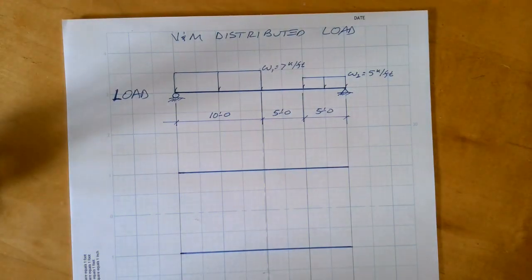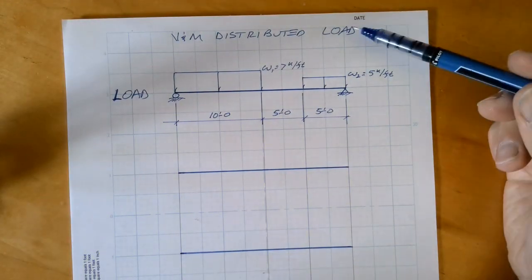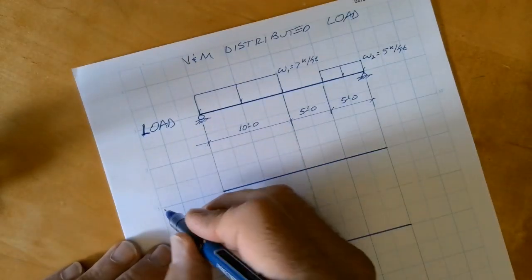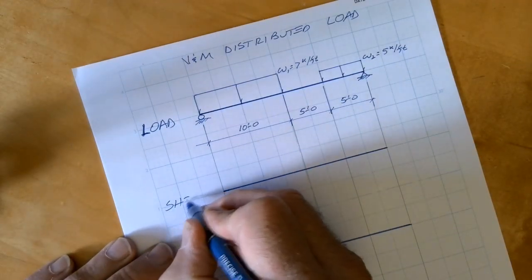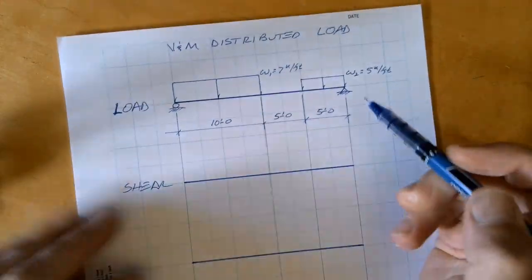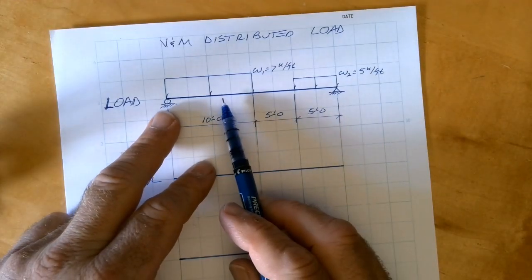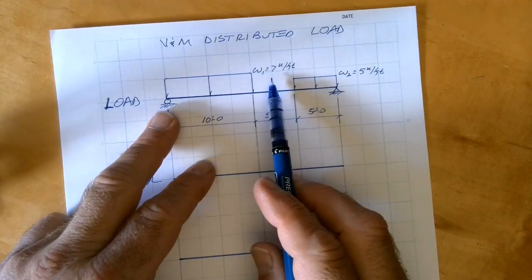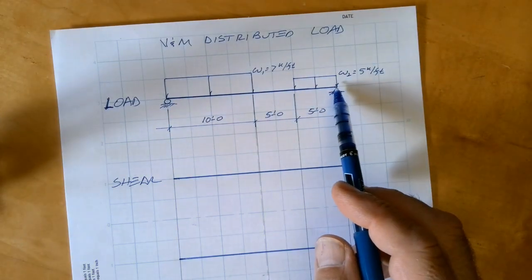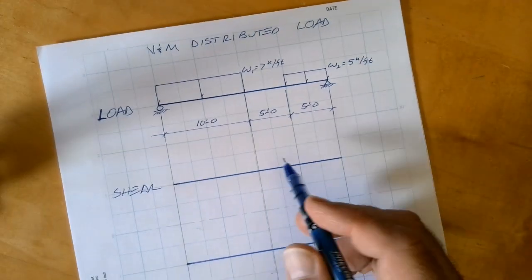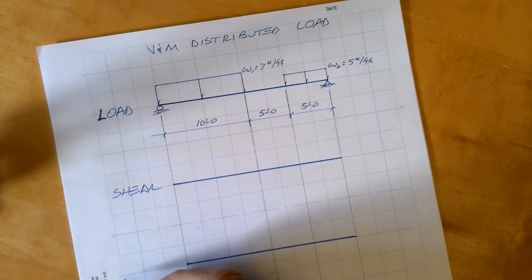Okay folks, in this video I'm going to work a distributed load problem and develop the shear and moment diagram from it. I have a beam that's 20 feet long, with a distributed load of 7 kips per foot at one end and 5 kips per foot at the other. I want to develop the shear diagram and the moment diagram for this.